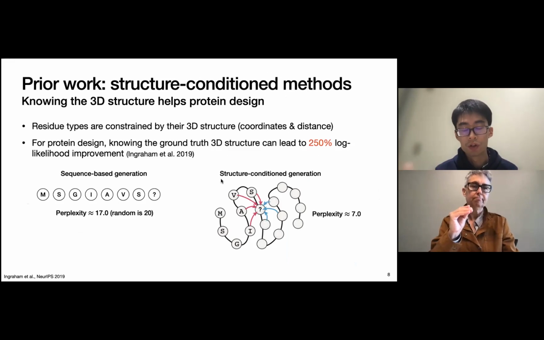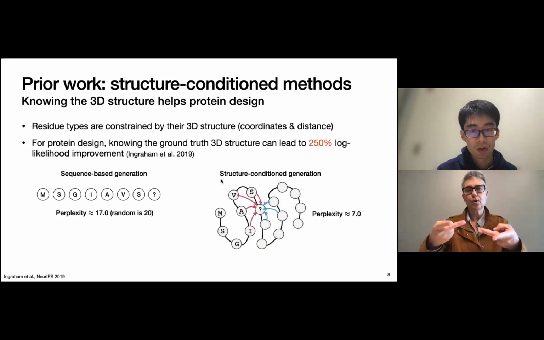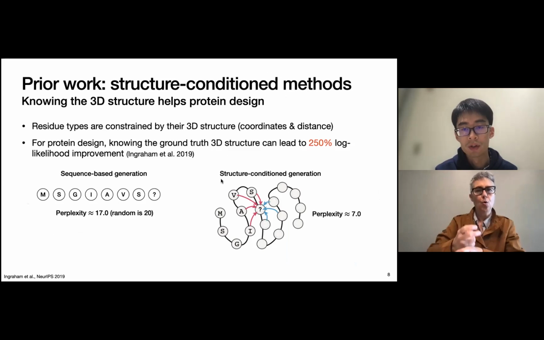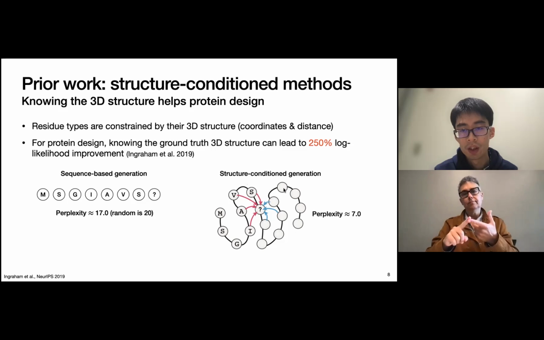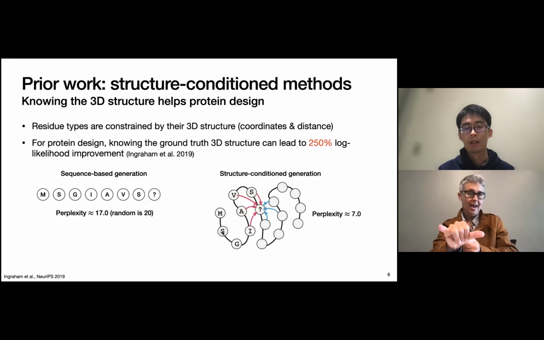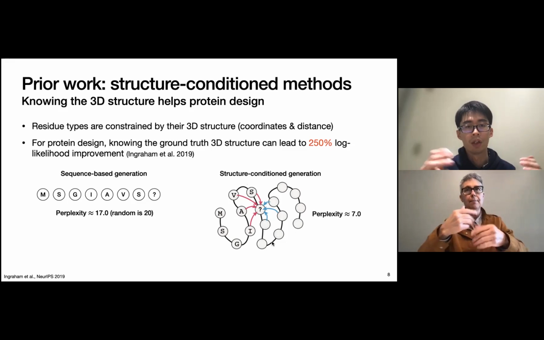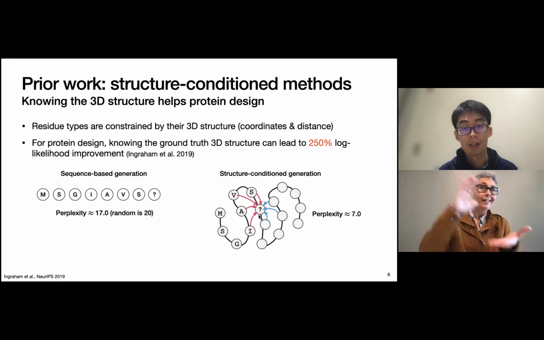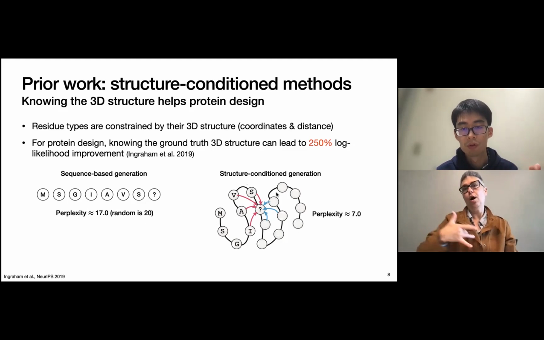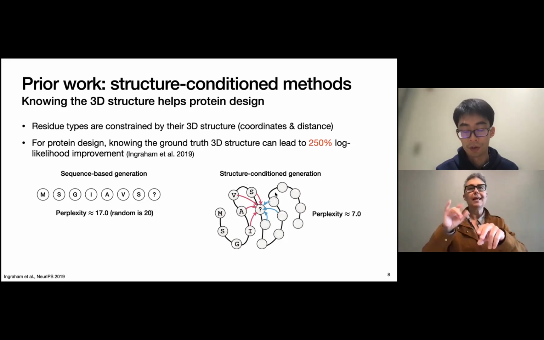And in fact, this is not new. There are these inverse folding models that are conditioned on the backbone structure. Previous work has already shown that if you know the backbone of the protein, and you condition on that backbone 3D structure and generate the residues one by one, then you will get a much better log likelihood. Here, perplexity is just another way of saying log likelihood, and lower perplexity means higher log likelihood. You can already see the improvement from incorporating the structure is huge.